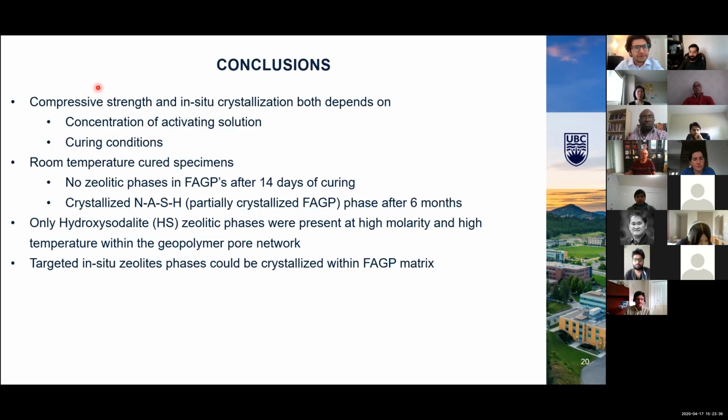So from here, the general conclusions that can be drawn are that the compressive strength of the material and also the in situ crystallization phases definitely depend on the concentration of the activating solution and also on the curing conditions provided. Based on that, the geopolymers can be tailored. And the room temperature cured specimens initially showed no zeolitic phases after 14 days, but once you leave them to slowly crystallize, after 6 months, they start to form partially crystallized FAGP phases.